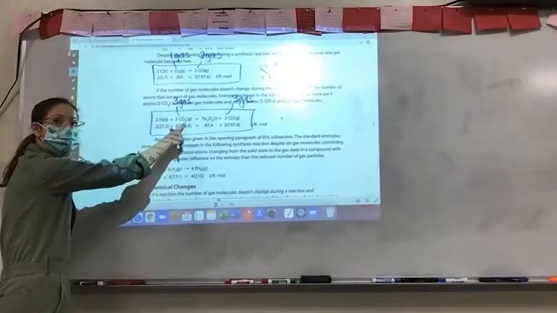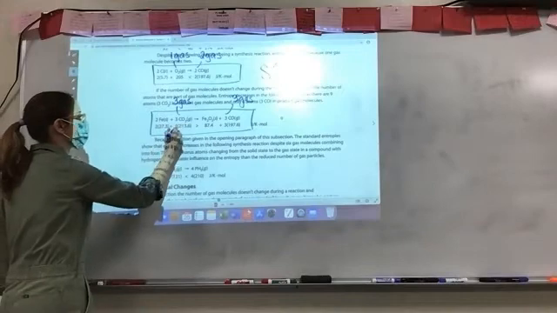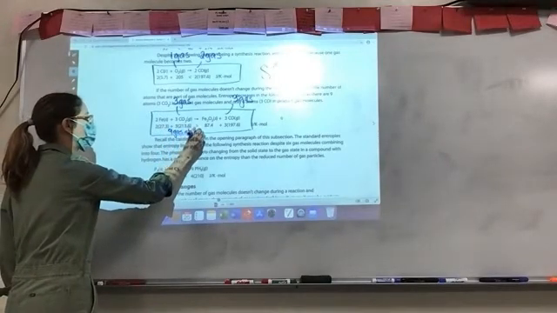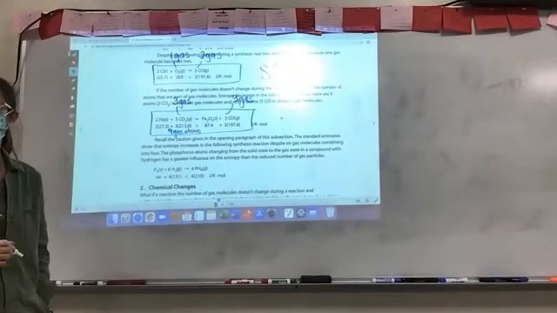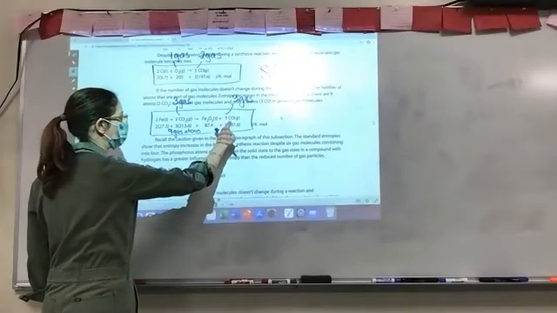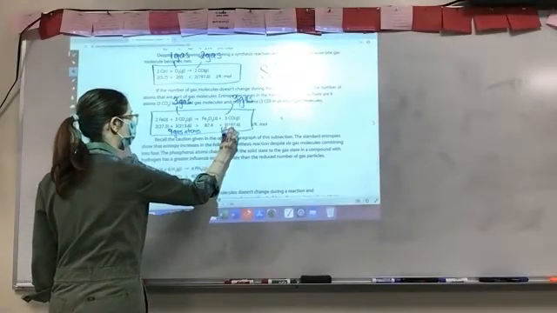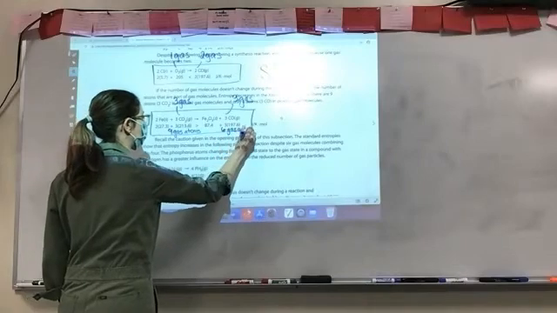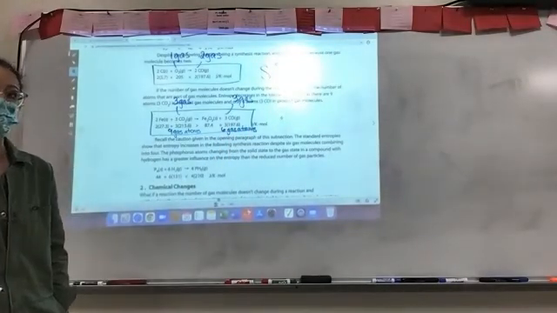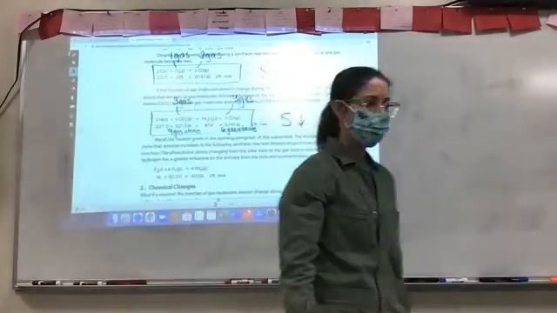Would you agree with me? What's 3 plus 6? 9. So I have 9 gaseous atoms on the reactant side. On the product side, I have 3 carbon, 3 oxygen. 3 plus 3 is 6. So I have 6 gaseous atoms on the product side. So would you predict that the entropy is increasing or decreasing? Decreasing. Okay.